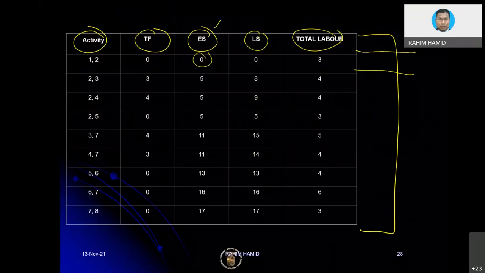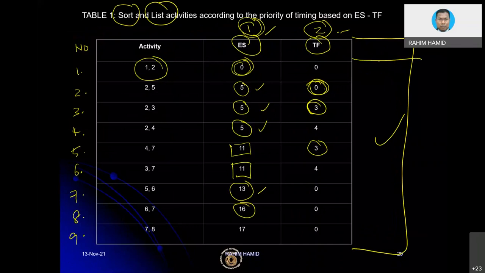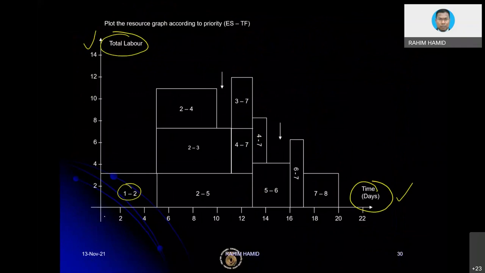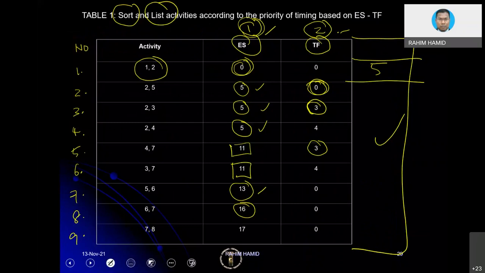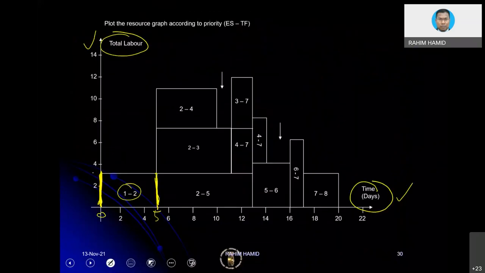Maybe we can draw something like this. The duration is basically 5 days. So start at 0. This is the first line that we are going to draw. Then we are going to finish on the 5th day. So this is the line. And how many labor for activity 1 and 2? Labor for activity 1 and 2 is basically 3. So this would be 3. So now you are basically drawing a block for activity 1, 2, the resource requirement.